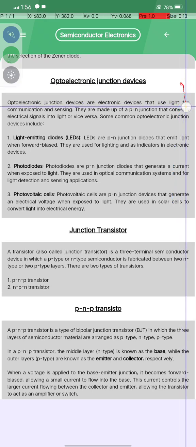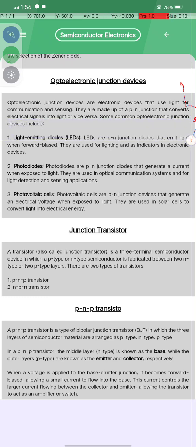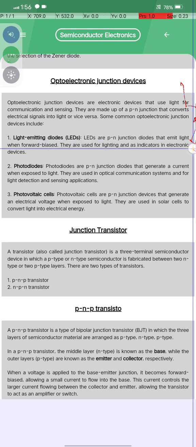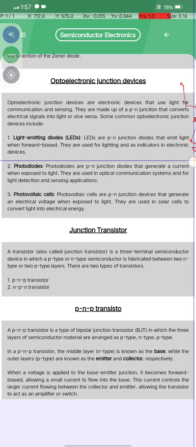Optoelectronic devices. Optoelectronic junction devices are electronic devices used for communication and sensing, and they are made up of a p-n junction that converts electronic signals into light or vice versa. Some common optoelectronic junction devices include light emitting diodes. What are LEDs? LEDs are p-n junction diodes that emit light when forward biased, and they are used for lighting and as indicators in electronic devices.